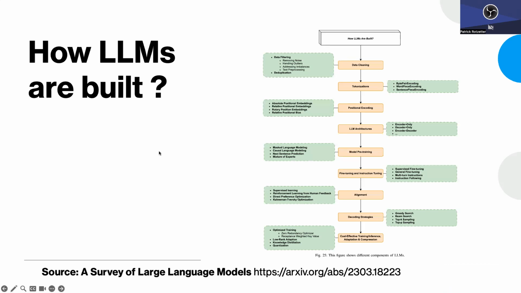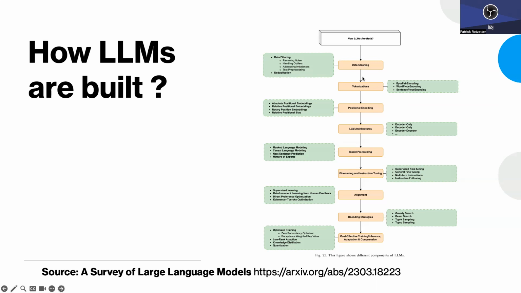Okay, this is just a different view that I found in an interesting article called "A Survey of Large Language Models." It shows the various components or steps to build a large language model. So I mentioned earlier, first you have to collect some data source, then you might need to filter the data, removing noise, removing outliers, removing obscenities, removing a number of things.